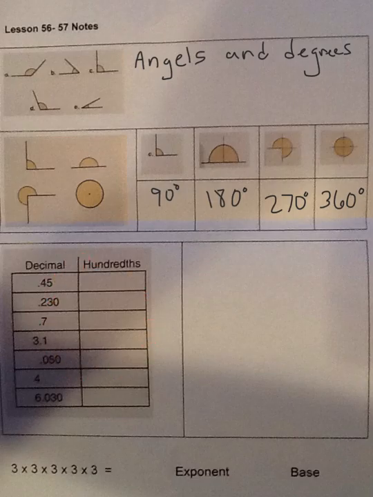We're going to rewrite the numbers that are not hundredths as hundredths. So let's read this number. 45 hundredths. Because it's already written in hundredths, we can just write it as 45 hundredths. Let's look at the next number. 230 thousandths. We write this as 23 hundredths.